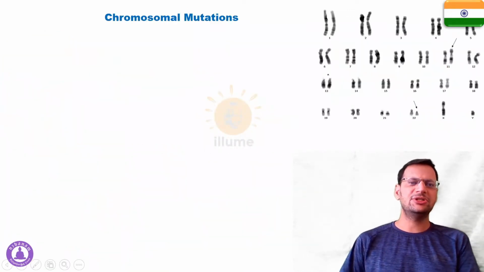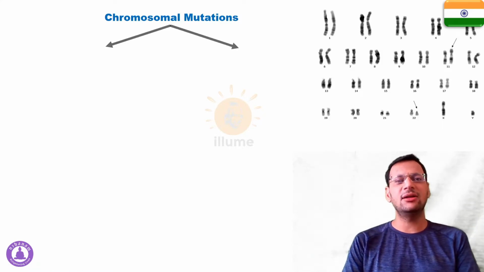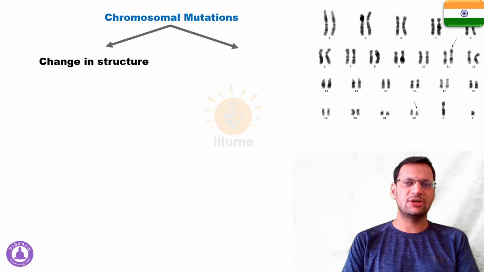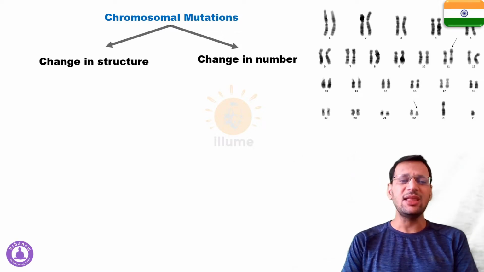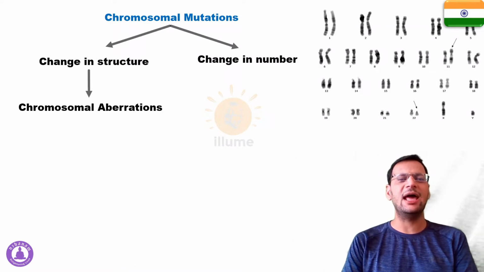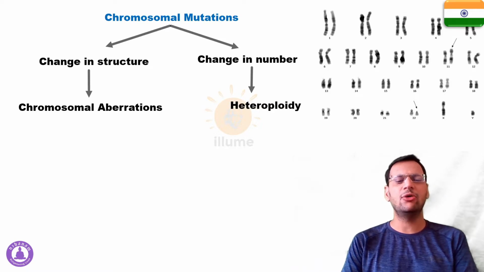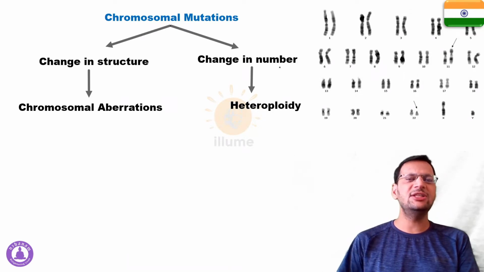Now, chromosomal mutations might involve either the number or the structure. That means either there is a change in the structure of a chromosome or the number of chromosomes is changed. If there is a change in the structure of a chromosome, then such mutations are called chromosomal aberrations. And if there is a change in the number of chromosomes, then it is called heteroploidy. Heteroploidy will be discussed in our upcoming lectures. Today I am going to discuss chromosomal aberrations, that means those mutations that involve a change in the structure of the chromosomes.